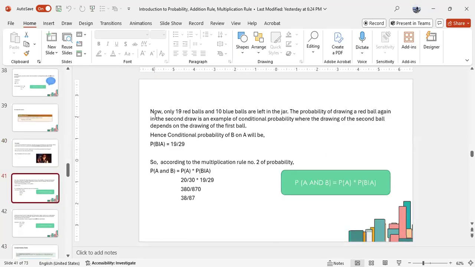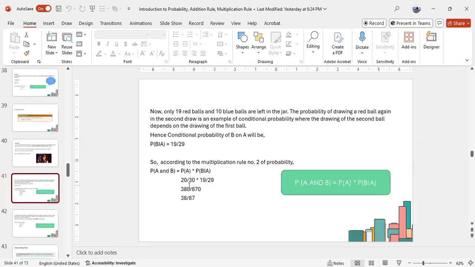Remember that one red ball has been drawn and it is not replaced. Now we have 19 red balls and 10 blue balls in the jar. The probability of drawing a red ball again in the second draw is an example of conditional probability where the drawing of the second ball depends on the drawing of the first ball. Hence, conditional probability of B on A will be 19 by 29. Why 19? Because there are 19 red balls and 10 blue balls, and we have to pick out a red ball again. So 19 divided by 19 plus 10, 29.